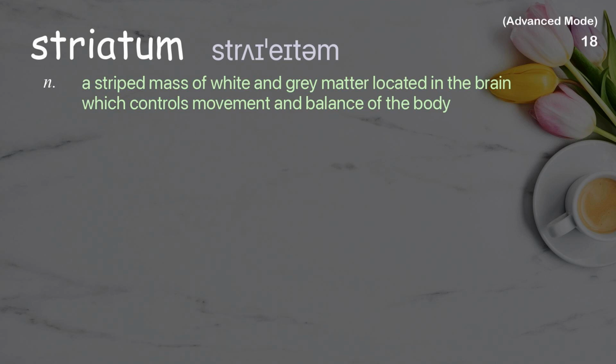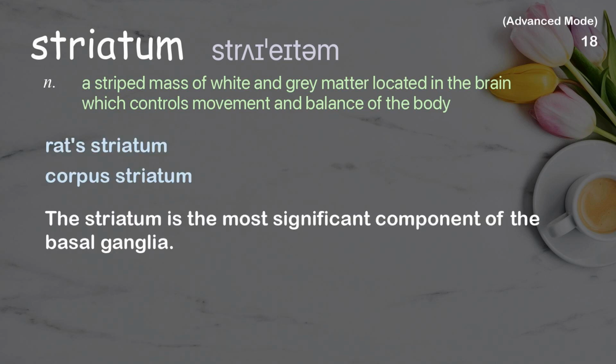Striatum. A striped mass of white and gray matter located in the brain, which controls movement and balance of the body. Examples: Rat striatum, corpus striatum. The striatum is the most significant component of the basal ganglia.